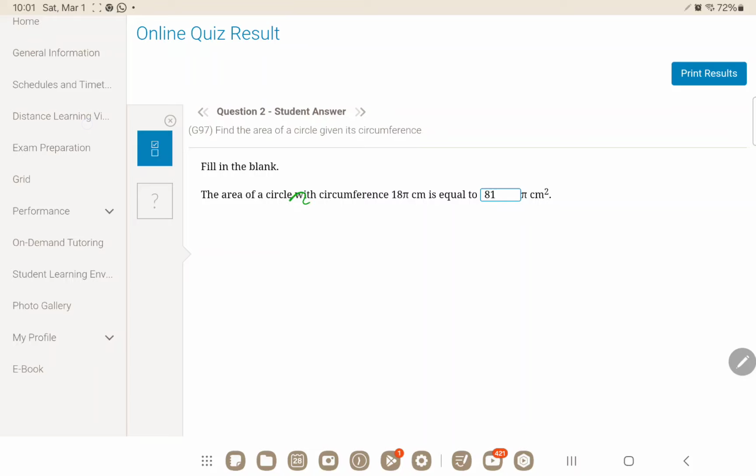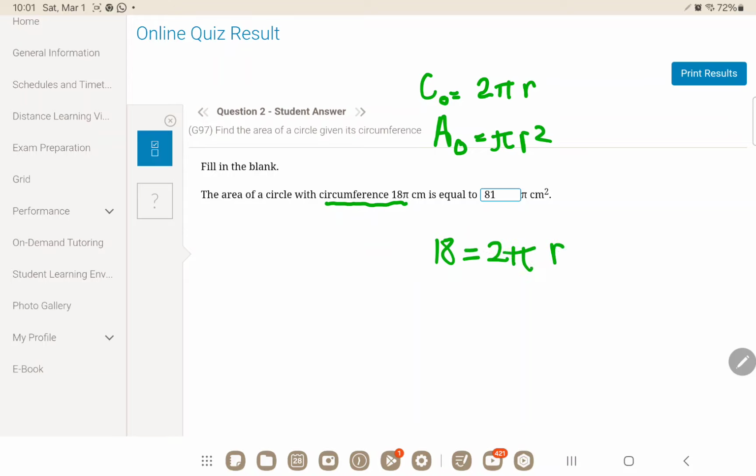Okay, so here they told us the area of a circle with circumference 18 pi is equal to. So circumference of a circle equals 2 pi r. Area, like we just said, is pi r squared. So if the circumference is 18 pi, then 18 pi divided by 2 pi is 9, and r is 9. So then pi r squared would be 9 squared, which is 81 pi. And that's your area. Now moving on.